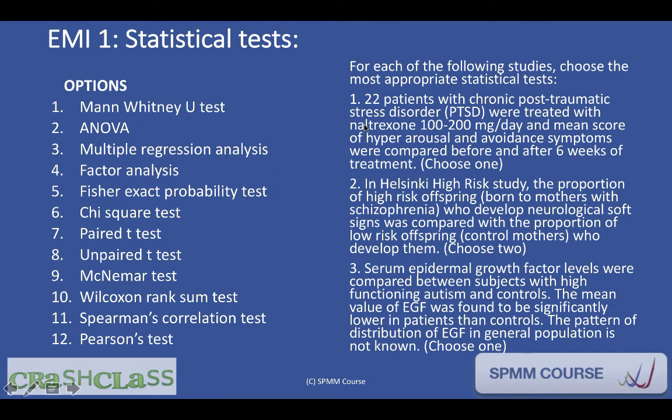Question 1. 22 patients with chronic PTSD were treated with naltrexone, and the mean scores of hyperarousal and avoidance symptoms were compared before and after 6 weeks of treatment. Okay, so there's one mean score that you are comparing.